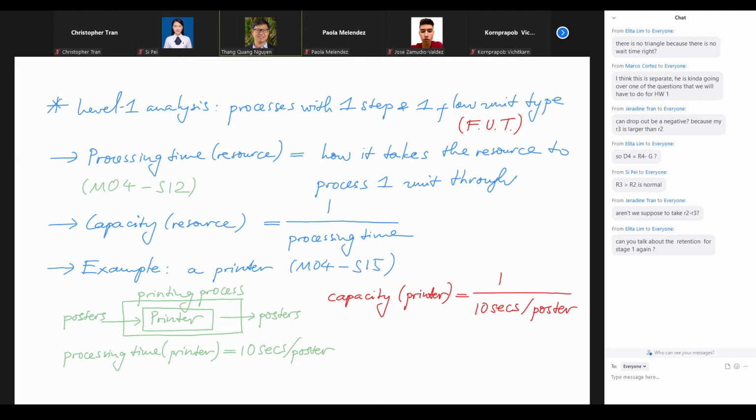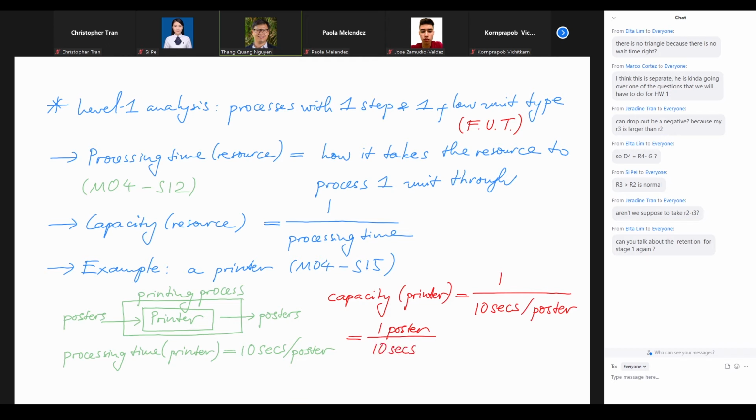Let's see why it is true. When you take 1 divided by that, the poster will be flipped up to the top, right? So we have 1 poster per 10 seconds.